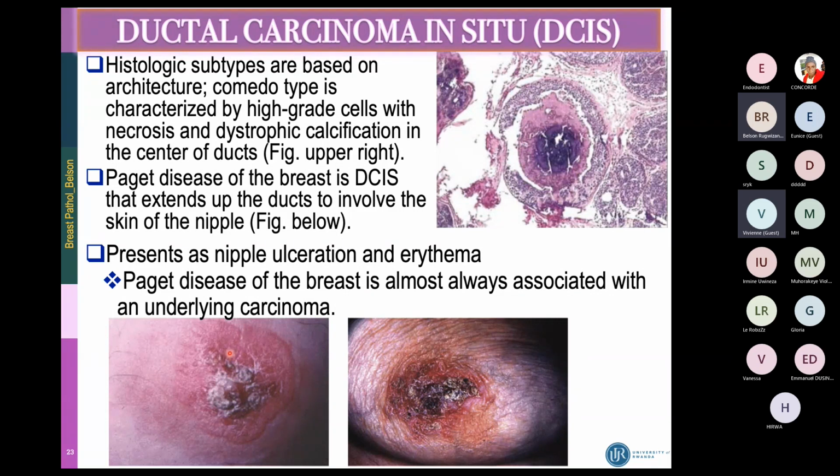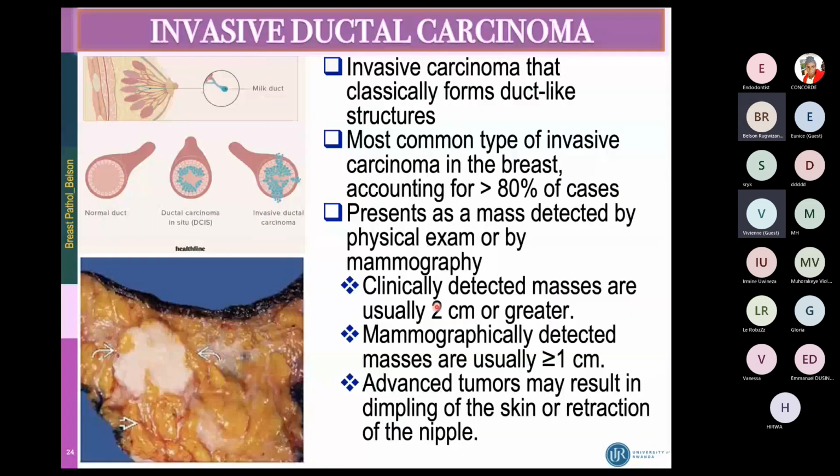So Paget disease is a ductal carcinoma in situ which extends from the ducts up to involve the skin of the nipple. That is the cause. But they say that when you look carefully in the breast, there is somewhere you find an invasive cancer as well when you see Paget disease. And we have diagrams here which are showing that.